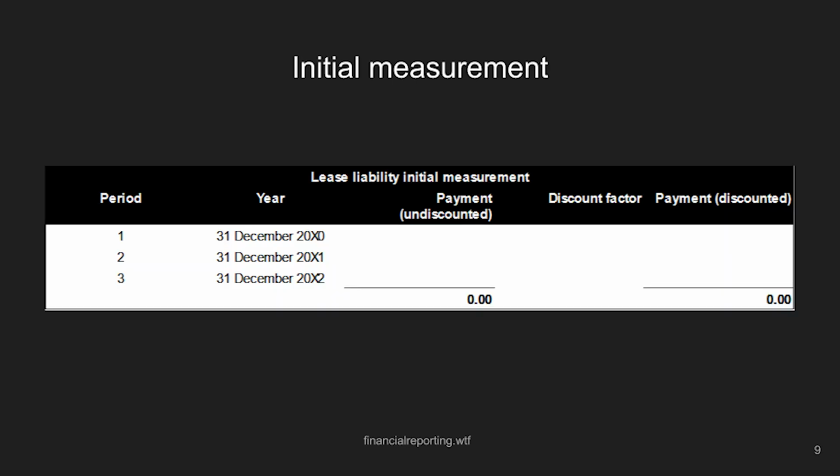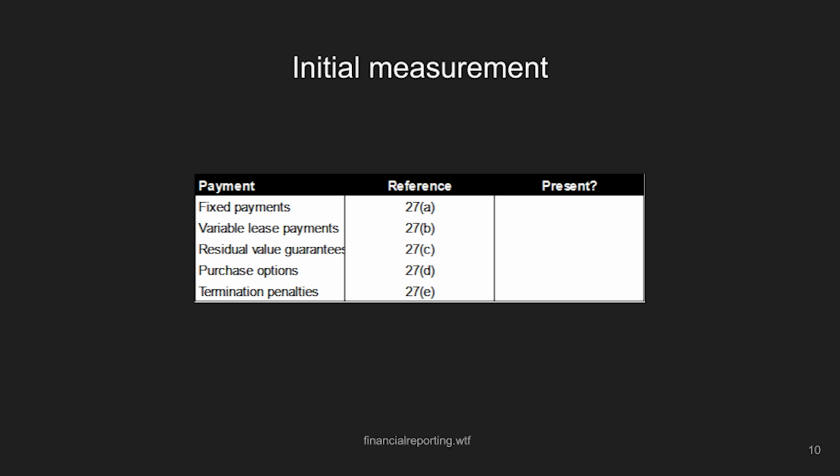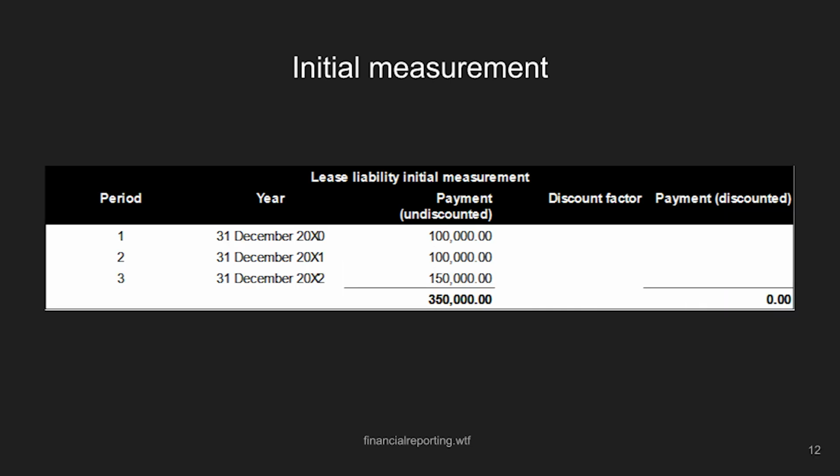We can begin as usual with the measurement of our lease liability. Let's stop and think about what we need to consider in terms of our liability. We know we have fixed payments which are $100,000 each year. We do not have any variable lease payments. We do have a residual value guarantee of $50,000 as previously determined. We do not have any purchase options, and we do not have any termination penalties. As such, we can simply plot these out per period for discounting.